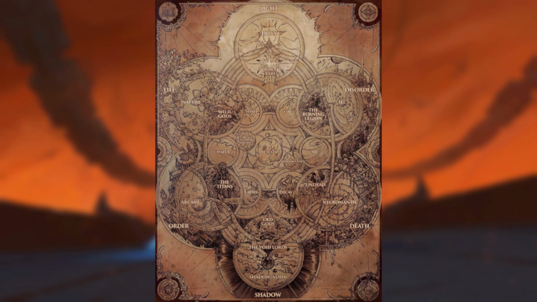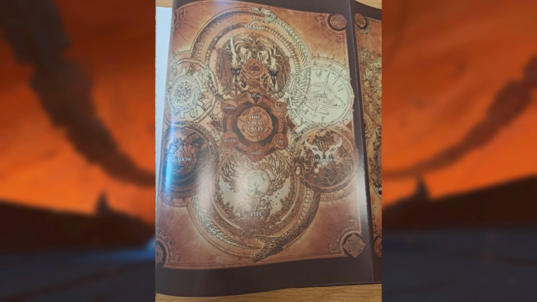So let's go. The basic gist of the new cosmology chart is the same as the old one. There are 6 cosmological forces, except in this chart the emphasis is placed on death and life. There are still the 6 cosmological forces, so order, shadow, life, disorder, light and death, with order and disorder being opposites, shadow and light being opposites, and life and death being opposites.